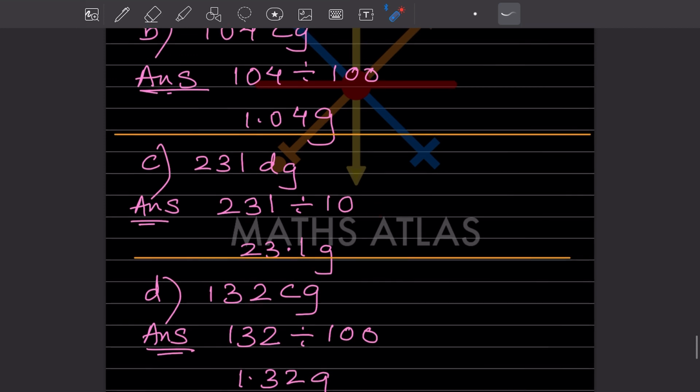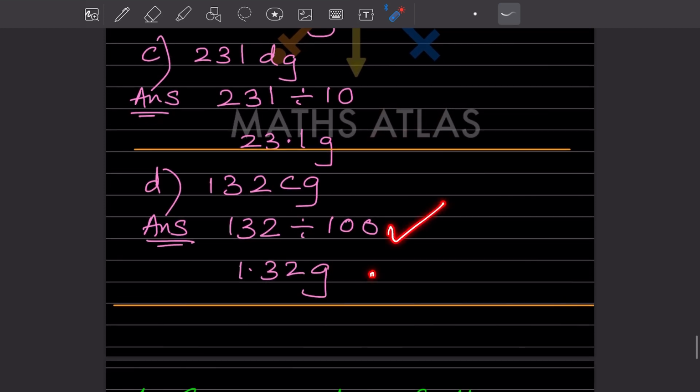Again here you are going to divide by 10. So you can just look at it. Now you know how to do the conversion. You have to look at the zeros. That means you have to come backwards by that many places in these numbers and put the decimal.